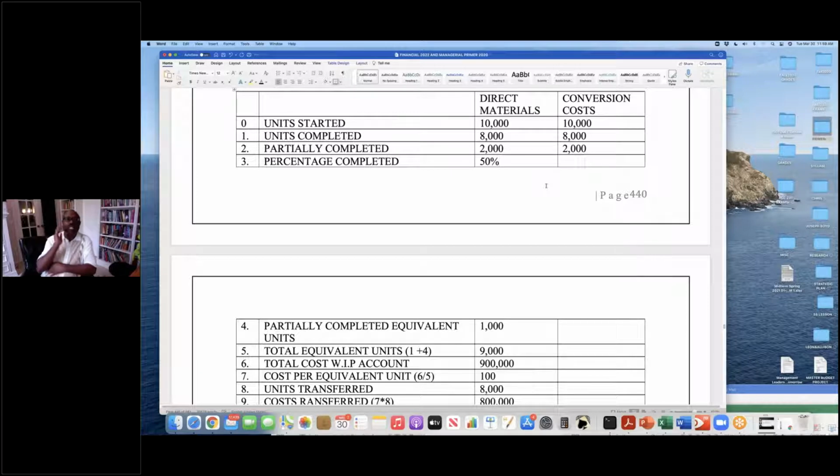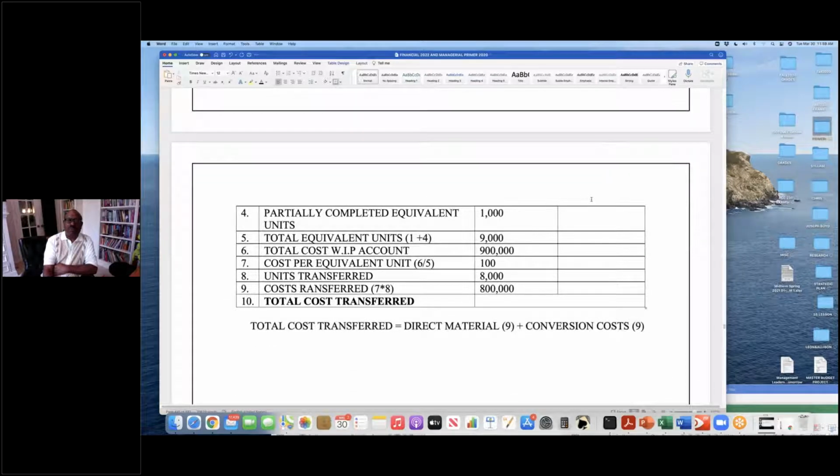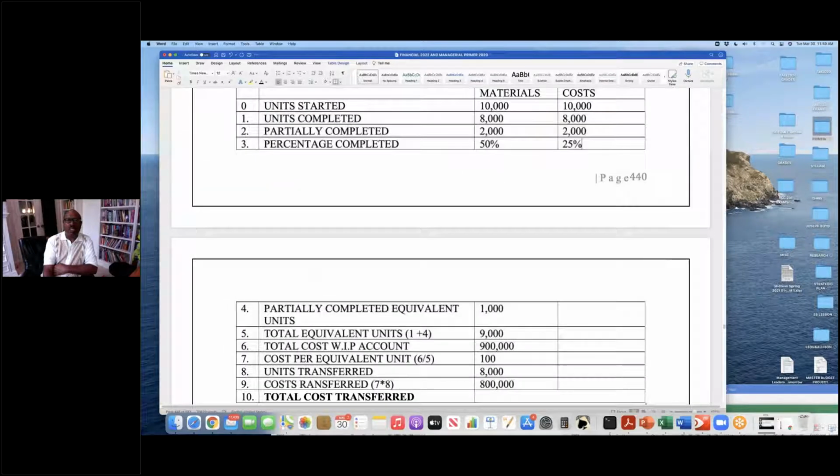So you can always see that 3 lines are always the same. So what was our percentage complete for the conversion cost? 25%. 25%? Mm-hmm. But I thought it was 75%. I thought it was 75. Going off what he told me.